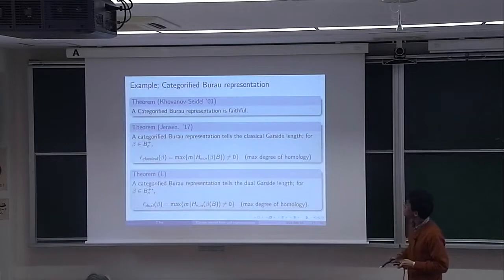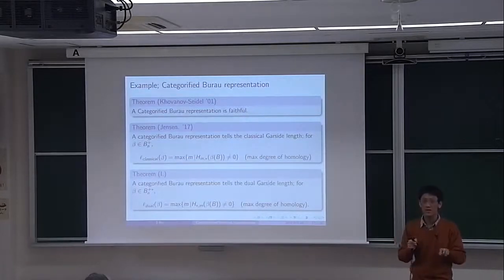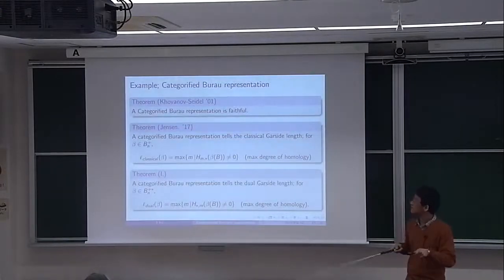Finally, there's another type of representation: the categorified Burau representation. The Burau representation is one of the most famous braid group representations, and there is a categorification of it. Again, I won't explain it, and you don't need to know what a categorified Burau representation is. You just need to know it is a categorification of the representation.